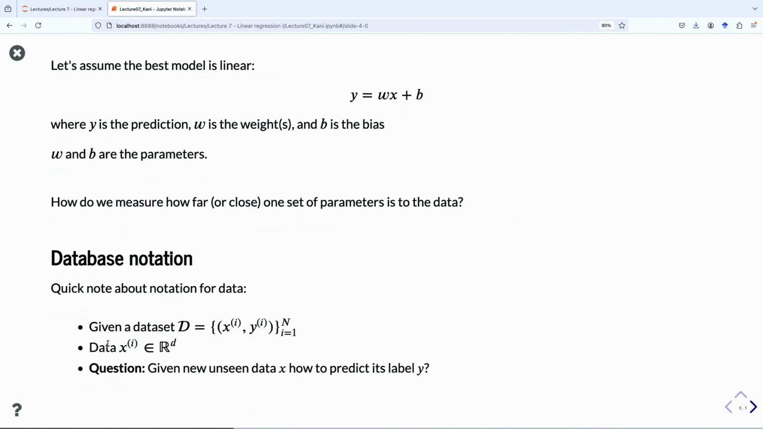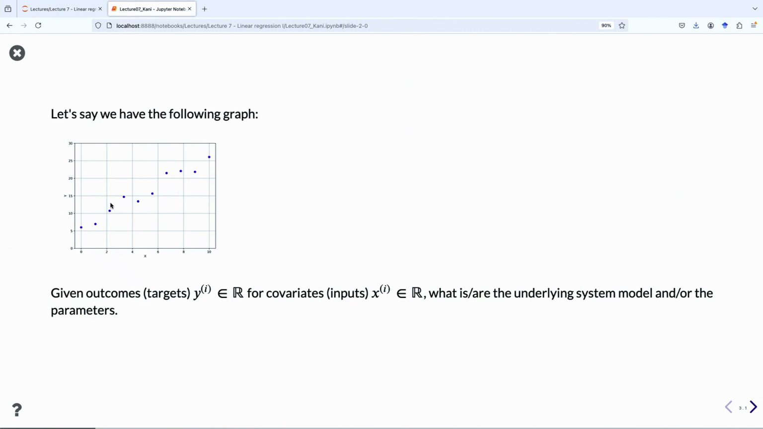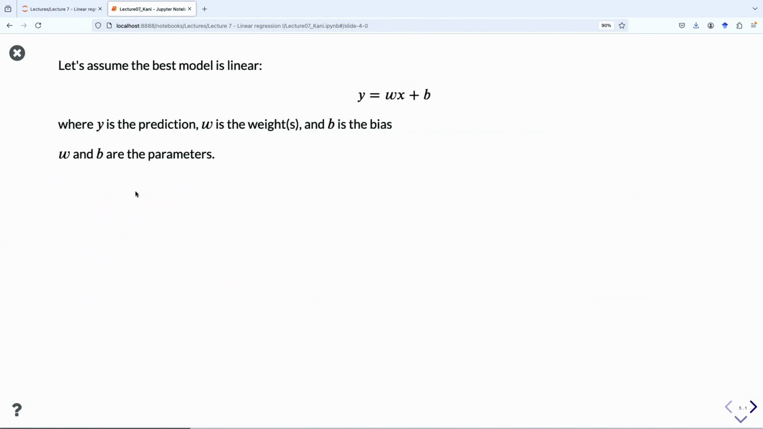Before we go too much further, let's get a little bit of notational info out of the way, namely that the points that we saw previously, these points right here, this is what's known as our data set.